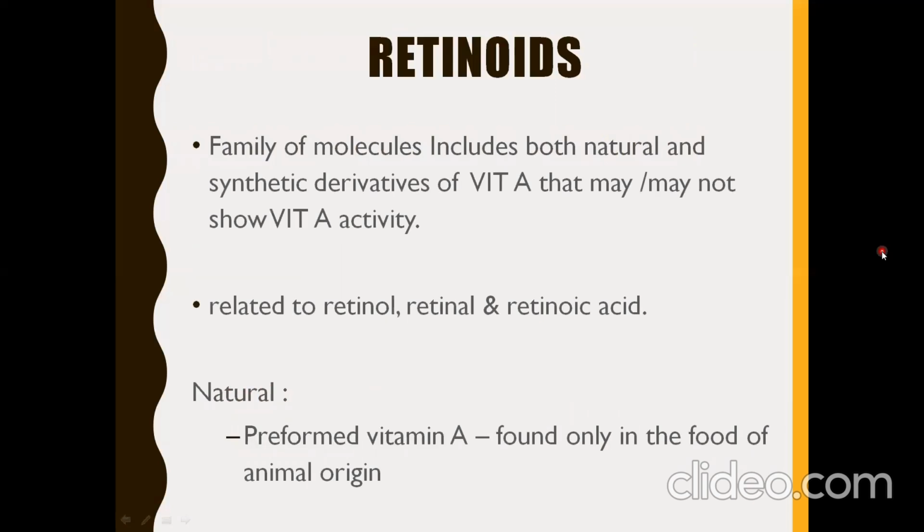So we'll see one by one. The first is about the retinoids. It includes a family of molecules. It includes both the natural and the synthetic derivatives, with or without vitamin A activity. There are 3 forms of retinoids: retinol, retinal, and retinoic acid. As you know, if the name ends with OL, it has the alcohol group. If it has the AL group, it has an aldehyde group. Retinoic acid has a COOH group. So the retinoids are found in nature from food of animal origin. They occur as the preformed vitamin A.